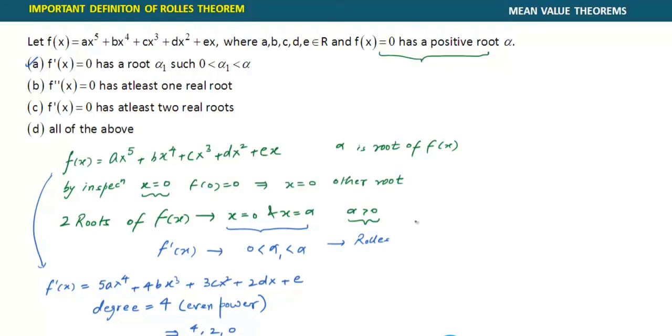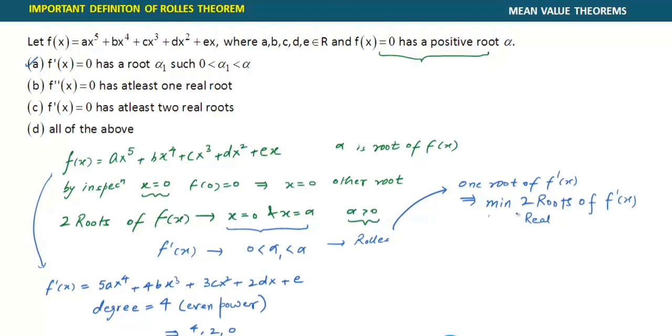Since you have already talked about here that there is one root of f dash x, this makes sure that there are minimum 2 roots of f dash x. I cannot tell whether all 4 roots of this particular polynomial will be real, but if there is one real root of f dash x, that means there are minimum 2, in fact I should say real roots of f dash. That is what I can say for sure, because it's biquadratic, right? So that means C condition is also true, that f dash x has at least 2 real roots.